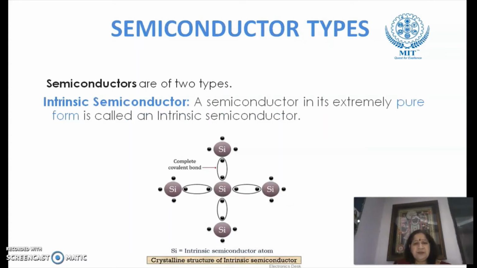Let's see intrinsic semiconductor. A semiconductor in its extremely pure form with no presence of impurity is called an intrinsic semiconductor. Here you can see all the atoms in the crystalline structure are silicon atoms. No impurity atom has been added. This is the central silicon atom and it is forming covalent bonds with the neighboring silicon atoms. So this is an example of intrinsic semiconductor.